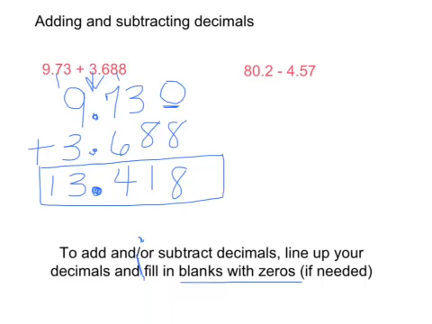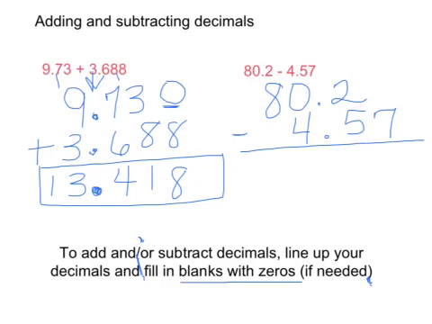We're going to continue on. The rule applies just like we learned with addition as for subtraction. So I'm going to take this problem and I'm going to start by rewriting this vertically. So 80 and 2/10 minus 4 and 57/100ths. And just as before, I'm going to start by filling in this blank with a 0. And from here, we're going to just go ahead and subtract like normal.